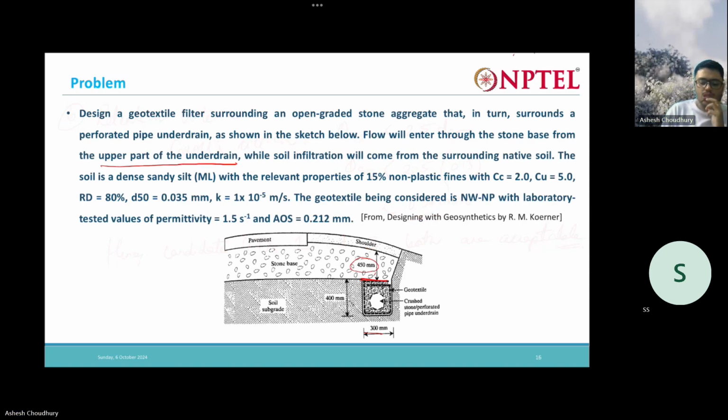Now next is another filter problem that we saw. Here we have an under drain, and we have a geotextile laid over that, so that we allow water to pass and prevent the soil from this part from entering into the drain. Similarly, we solve this problem again.